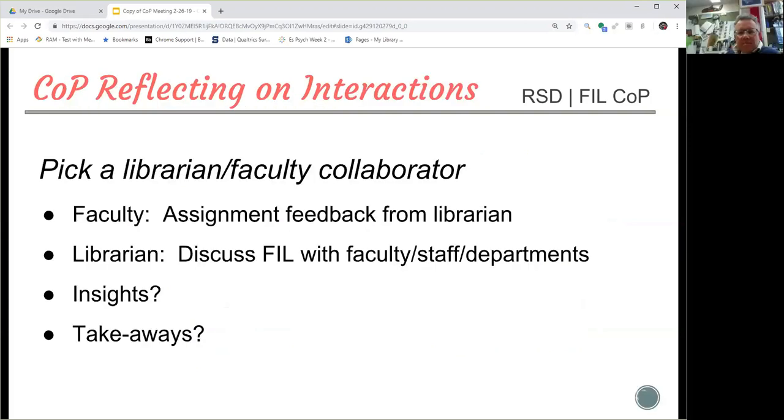When I last left, your assignment, so to speak, was to pick a librarian or faculty collaborator. And for you folks who are faculty members, which is both of you, it was to meet up with a librarian and get feedback from them. So I'm wondering if we can take a few minutes and discuss what happened, what you found, how the interaction went.